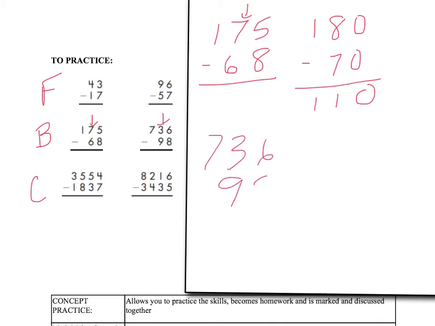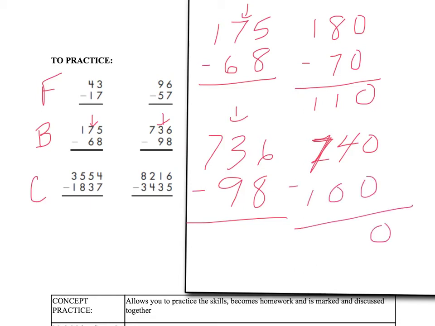736 take away 98. Again, we said to the tens place. So 736, 36 is it closer to 40 or closer to 30? Closer to 40, so 740. Oops, look at my 7, it's a bit weird. 98, closer to 100 or closer to 90? Well, closer to 100. And we would subtract.